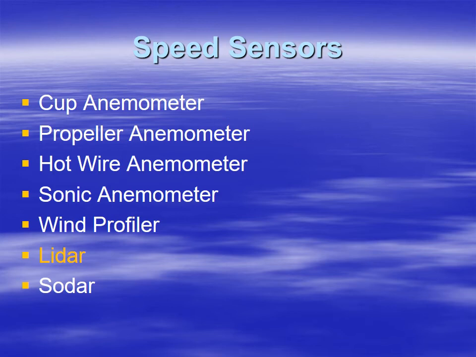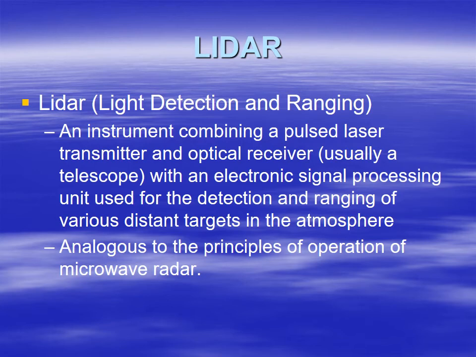We'll get into Lidar and Sodar very quickly. Lidar is light detection and ranging. Basically, this is an instrument that has a laser that pulses, and as that light travels through the atmosphere, it's scattered by dust particles and other things in the atmosphere. We can measure that scattered light as it comes back to a receiver. And using signal processing, we can figure out the Doppler velocities.